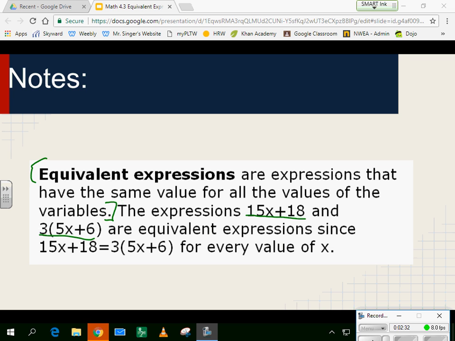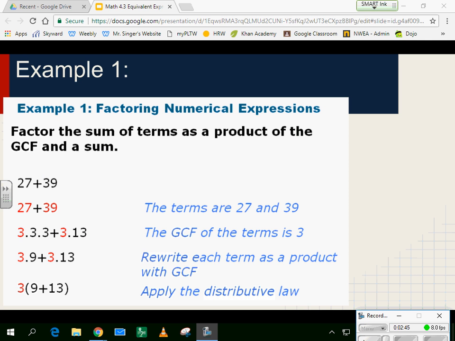We're first going to look at numerical expressions, just numbers. Then algebraic expressions, numbers with variables. And then how you can write expressions multiple different ways, which are equivalent expressions. Now, to find the greatest common factor of the sum of these 2 numbers, I encourage you to use the prime factorization method, but you don't have to.